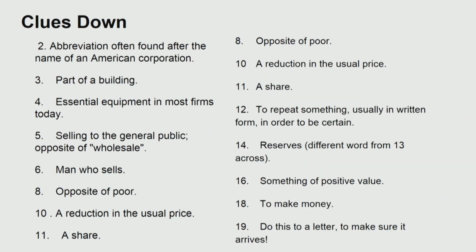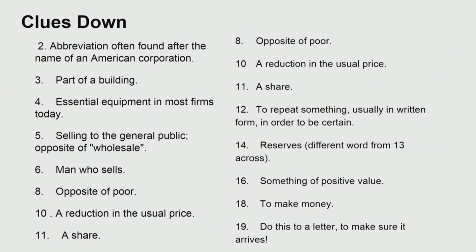And clues down. Second, abbreviation often found after the name of an American corporation. 3, part of a building. 4, essential equipment in most firms today. 5, selling to the general public, opposite of wholesale. 6, man who sells. 8, opposite of poor. 10, a reduction in the usual price. 11, a share. 12, to repeat something, usually in written form in order to be certain. 14, reserves. 16, something of positive value. 18, to make money. 19, do this to a letter to make sure it arrives.